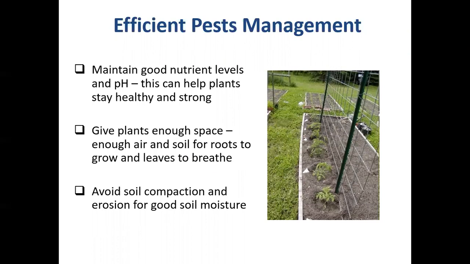So we have to keep the distance between the rows so that there is good air circulation, less disease attack and less use of pesticide. Avoid soil compaction and erosion for good soil moisture. So this is also supporting good aeration in the soil and enhanced microbial population, of course beneficial microbes, and then there is a positive effect on the remediation of soil-borne diseases.